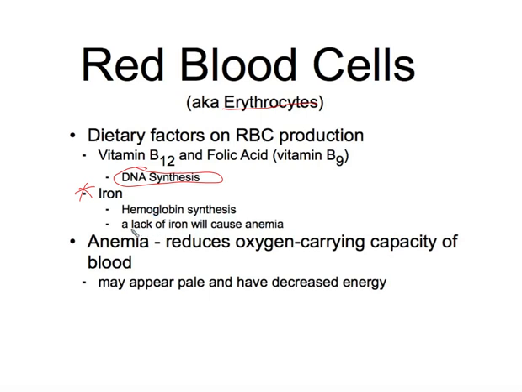If you have a lack of iron, so a deficiency in iron, we call that anemia. And so anemia reduces the oxygen carrying capacity of blood. People may appear pale, have decreased energy. If you think of sickle cell anemia, that is the common disorder. So sickle cell anemia, we'll talk more about it. The blood cells don't have the biconcave shape, and they can't carry as much oxygen as a result. And so that is sickle cell anemia, and that is kind of how red blood cells function with it.